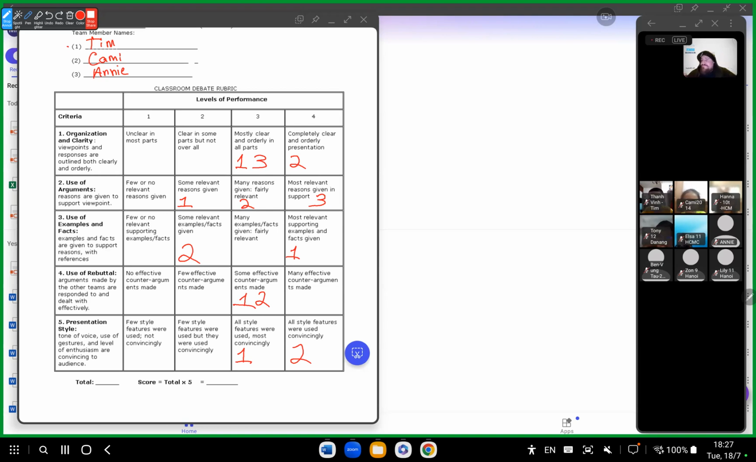Her use of examples and facts. Annie presented some very good arguments, so we're going to give her 3 points. Annie's rebuttals could use a bit of work. The judges decided they're going to give her 2 points for that. And overall, her presentation style was pretty good. Not much to work on, so we're going to give her 3 points.